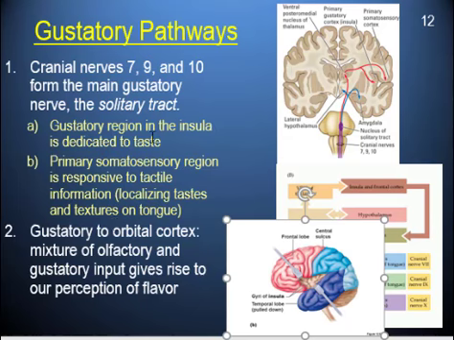One of them is legitimately taste. The other one is actually a touch sensation. So the gustatory information is going to go to the orbital cortex eventually. It's going to be a mixture again of olfactory and gustatory input. So notice what I said there. By the time it gets to the orbital cortex, it's mixed with our sense of smell, and that is what gives rise to our perception of flavor.